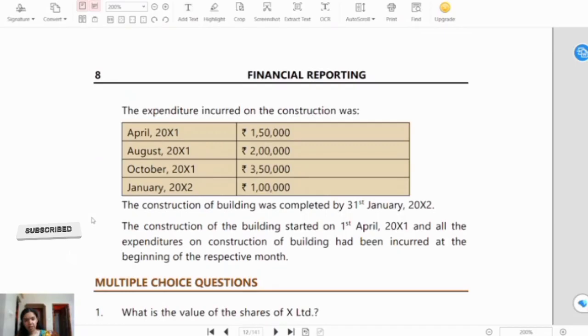The expenditure incurred on the construction was as follows. In April 2021, rupees 1,50,000; August 2021, rupees 2 lakh; October 2021, rupees 3,50,000; January 2022, rupees 1 lakh. The construction of the building was completed by 31st January 2022. The construction of the building started on 1st April 2021 and all the expenditure on the construction of the building had been incurred at the beginning of the respective months.